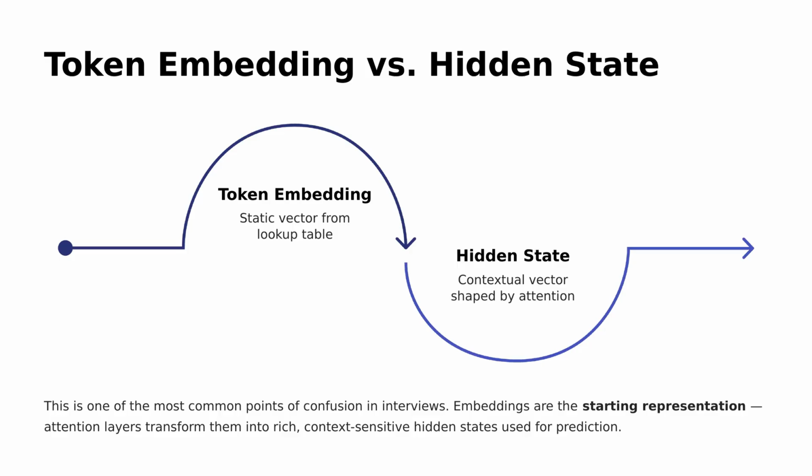A common interview confusion is the difference between a token embedding and a hidden state. A token embedding is the token's initial vector, pulled from a lookup table, so it starts out static. A hidden state is what that vector becomes after passing through attention and other layers. In other words, embeddings are the starting point, and hidden states are the context-aware representations the model actually uses to make predictions.